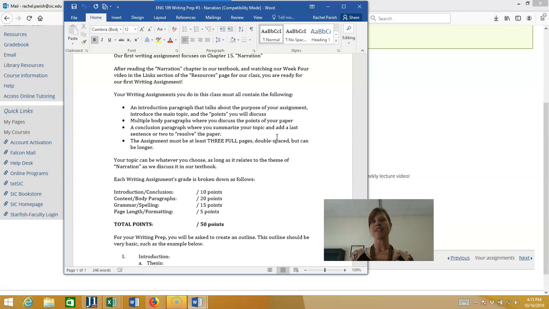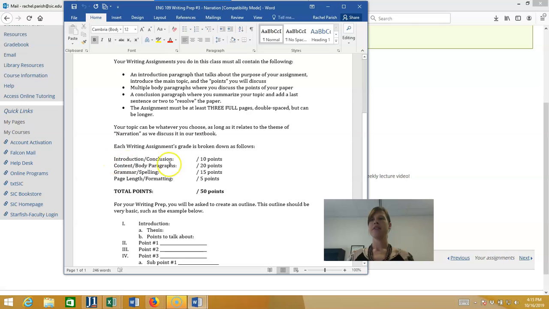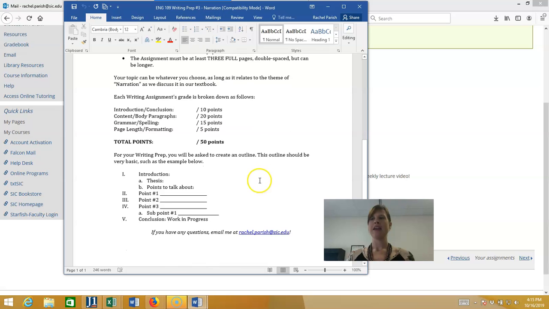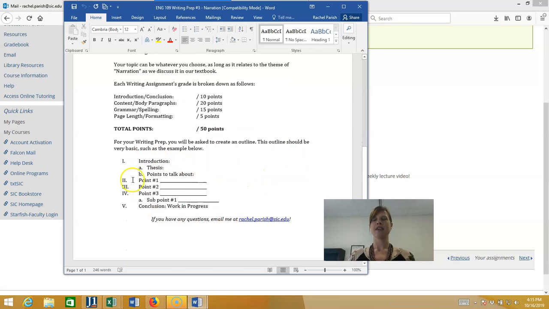Something that you are invested in, that you have a good memory of, or that's close to you, you can write about that. Pretty much any topic is open as long as it's appropriate for a college setting. And then you can kind of see how the points are outlined for this narration paper. You have an intro and conclusion, you have content and body paragraphs, the grammar, and then the page length and formatting. And then, as always, there is an example of the outline below.